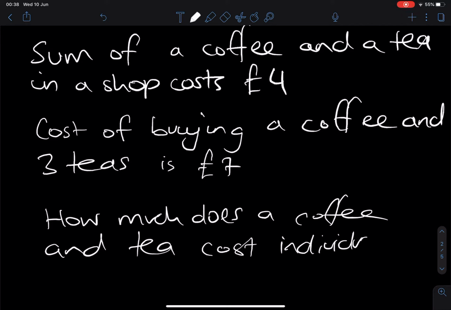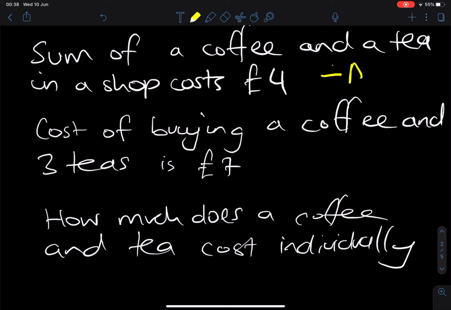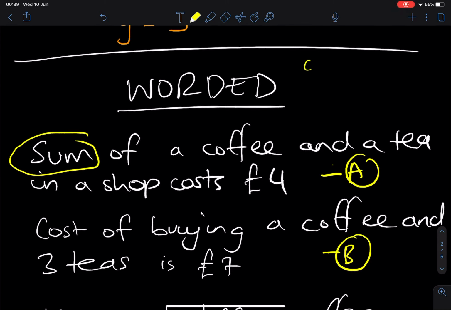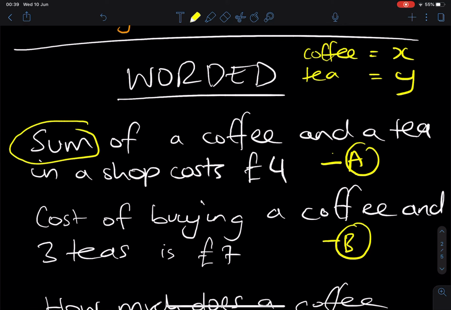So basically, you've got two different scenarios. If I was to annotate this, this is the first scenario, let's call this A. This is the second scenario, let's call this B. And what I want to do is make this into an equation. I've used the word sum. Sum is the total. So the total of a coffee and a tea in a shop is £4. Let me assign the letter X to coffee, and Y to tea. So the sum of a coffee and a tea means 1x plus 1y equals £4.